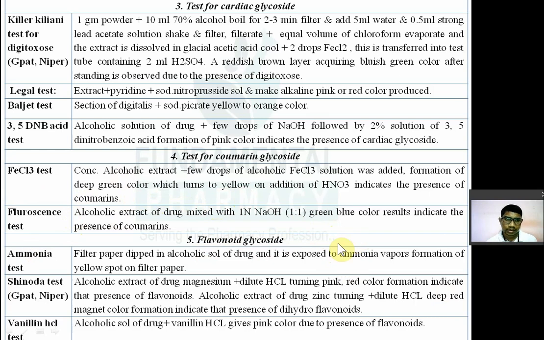So there are three tests. First one is the ammonia test. Second one is the Shinoda test. Third one is the vanillin hydrochloric acid test. So they have already asked a question on this Shinoda test, okay, for flavonoid glycoside.